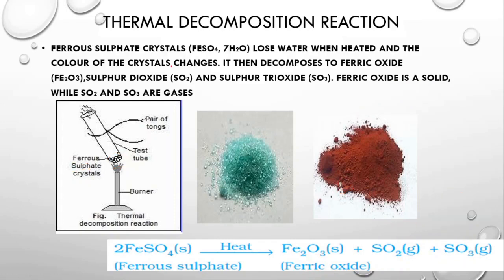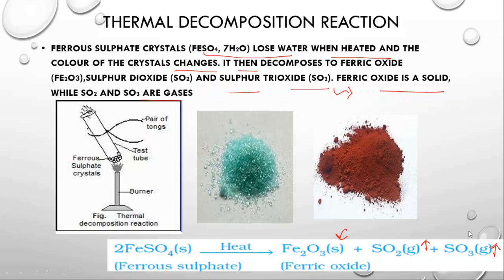Crystals, when they are heated, are going to lose water, and the color of the crystal is going to change into this reddish brown color, with the evolution of two poisonous gases. These gases are poisonous. Exactly when this reaction happens, FeSO4 converts into ferric oxide, which is left behind in the test tube, and these gases escape from the test tube.